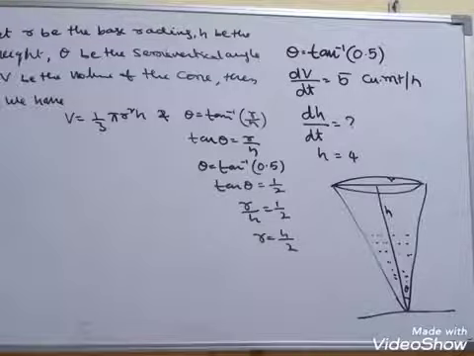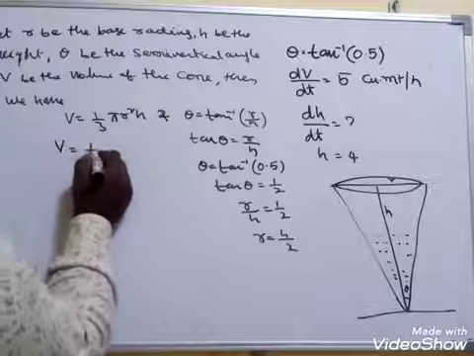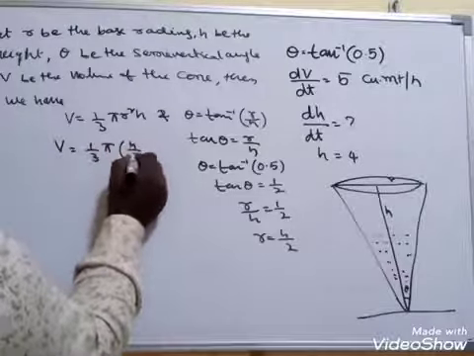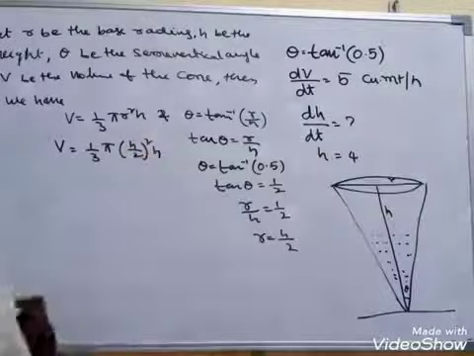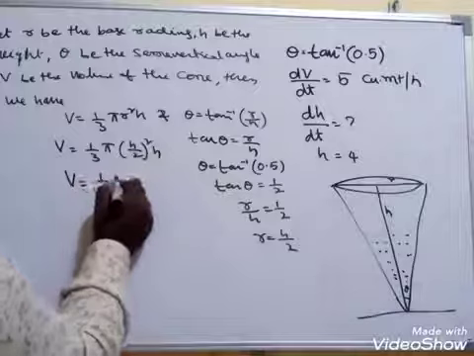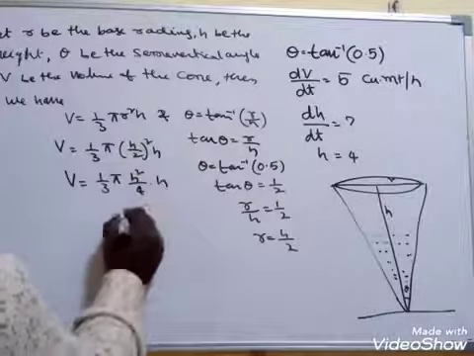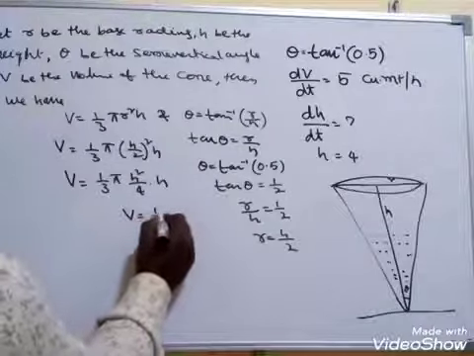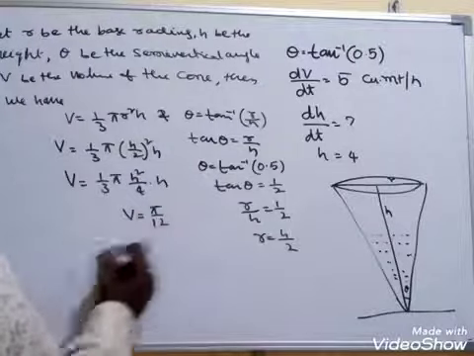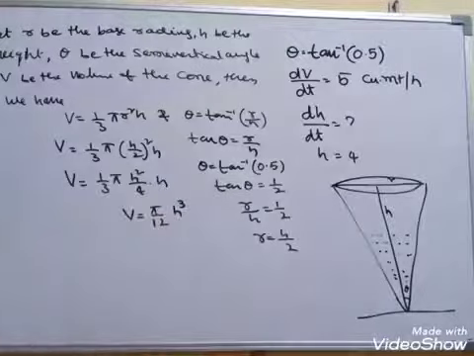Now what can we write? Therefore V is equal to 1 by 3 into pi r square. R square is h by 2 whole square, into h. Therefore V is equal to 1 by 3 into pi into h square by 4 into h. Finally, 3 fours are 12, V is equal to pi by 12 into h cube.